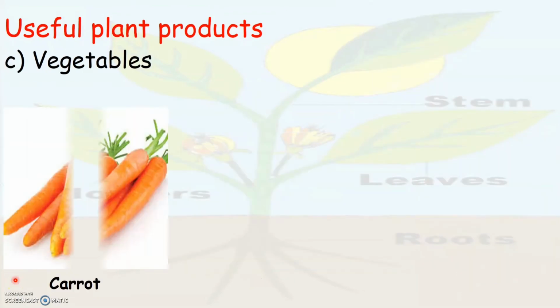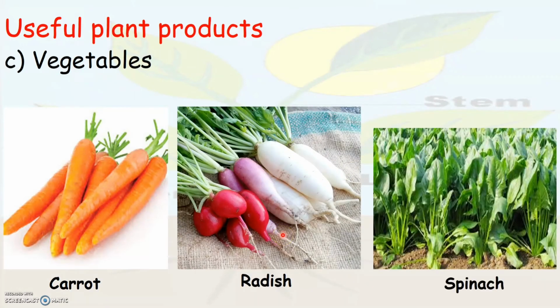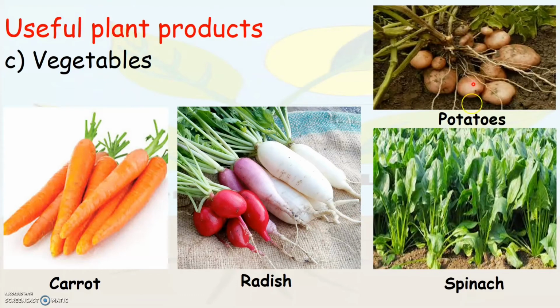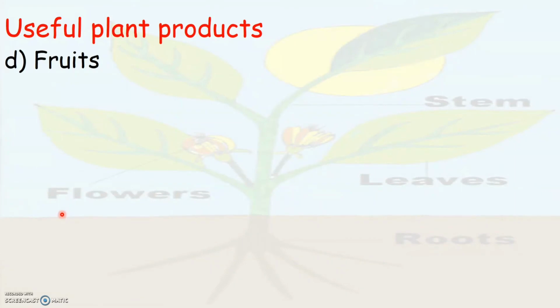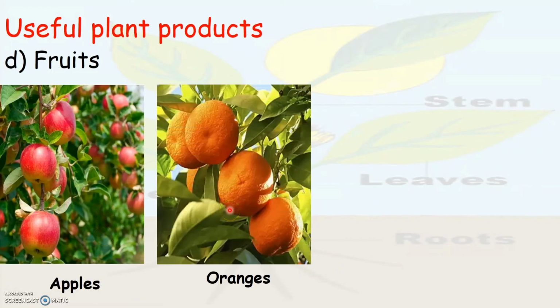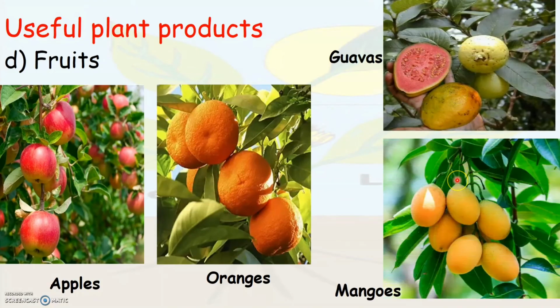Vegetables like carrots, radish, spinach and potatoes. Now these are some of the vegetables that we use in our daily life which come from their respective plants. Fruits like apples, oranges, guavas and mangoes. These are also fruits that come from their respective plants.